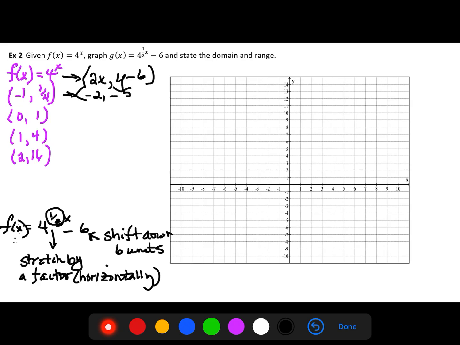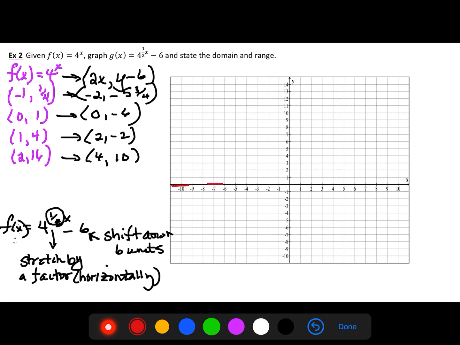So multiplying by 2, we get -2. We're going to subtract 6 from y, which is going to give us -5 3/4. 0 and -6. 2 and -2. And 4 and 10.